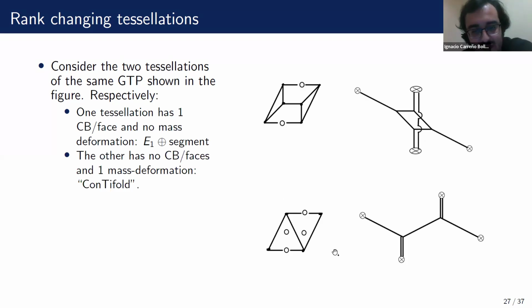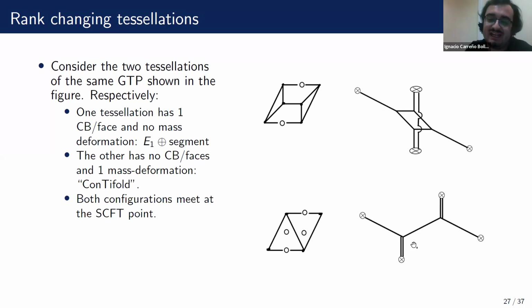However, if we go to the bottom tessellation, we find that we have two T-cones glued together. Each T-cone has no Coulomb branch, but it has a mass deformation given by the length of this segment. This is kind of analogous to the toric case of the conifold, except that instead of minimal triangles, we have more general T-cones. So this theory has Coulomb rank 0 and one mass deformation. Both of these tessellations meet at the SCFT point. So we take this Coulomb parameter and we shrink it to 0 over here. And this matches with the web we find from making this mass deformation go to 0.